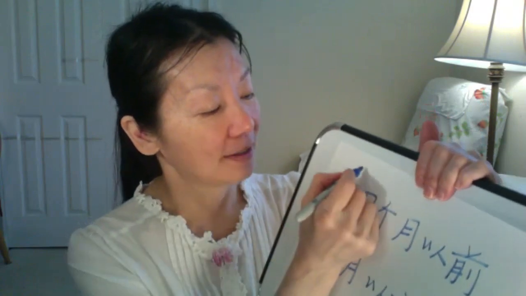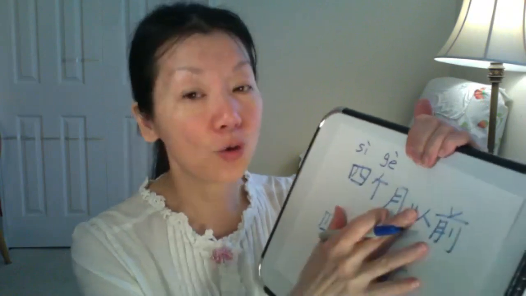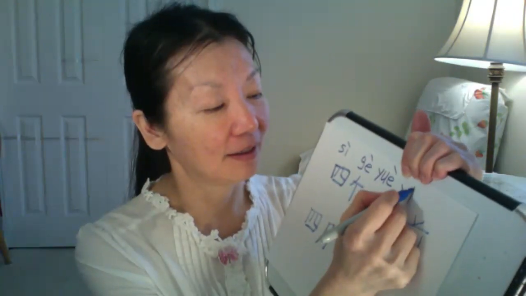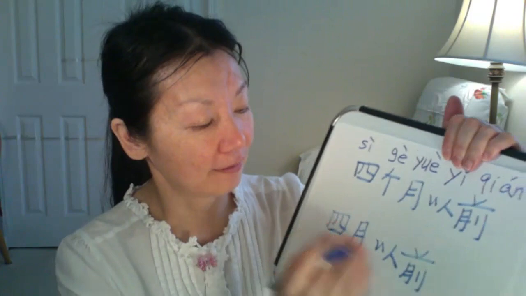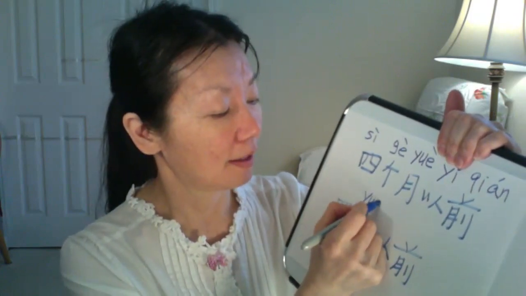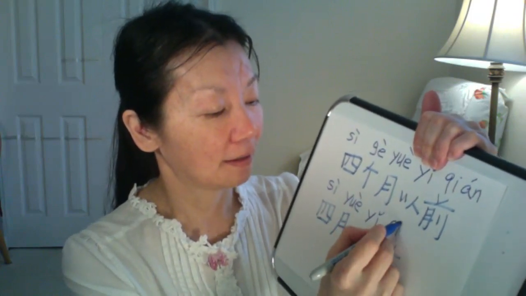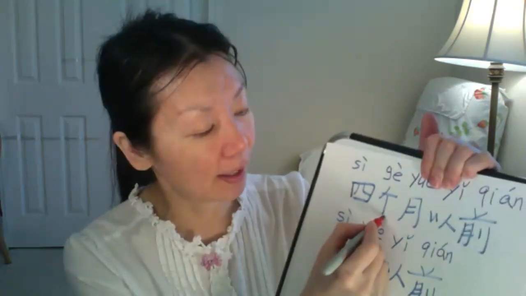Pinyin here. 以前, you already know here. 四个月, 月以前, 四个月以前. That one here, you follow here? Let's figure out where the difference is here. You can see that one here? We have 四个月. Now they say 四月.